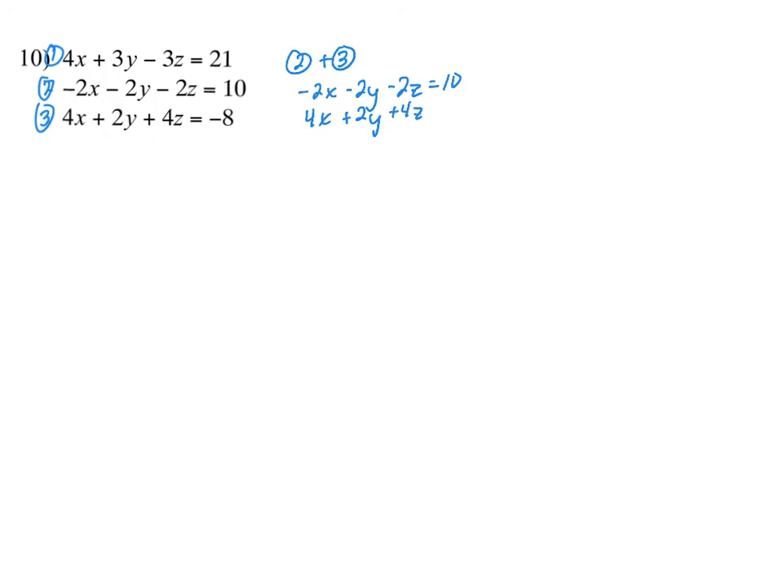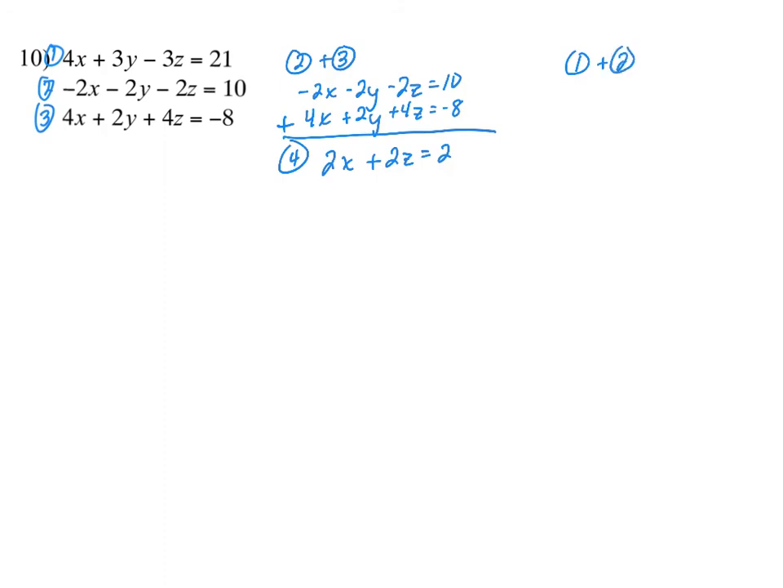And then we're going to just put a line underneath that and add them together. The y's will go away, leaving a 2x and a 2z equals 2. Now I'm going to take the two other ones. I think I take 1 and 2, and I'm going to add them together.